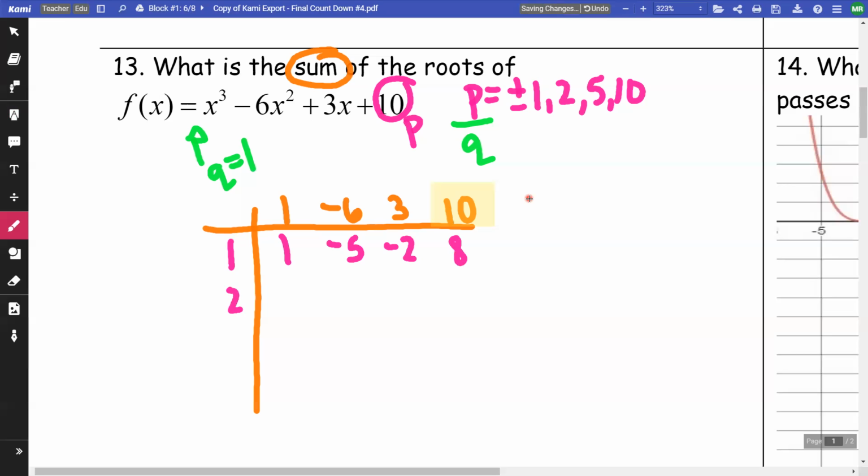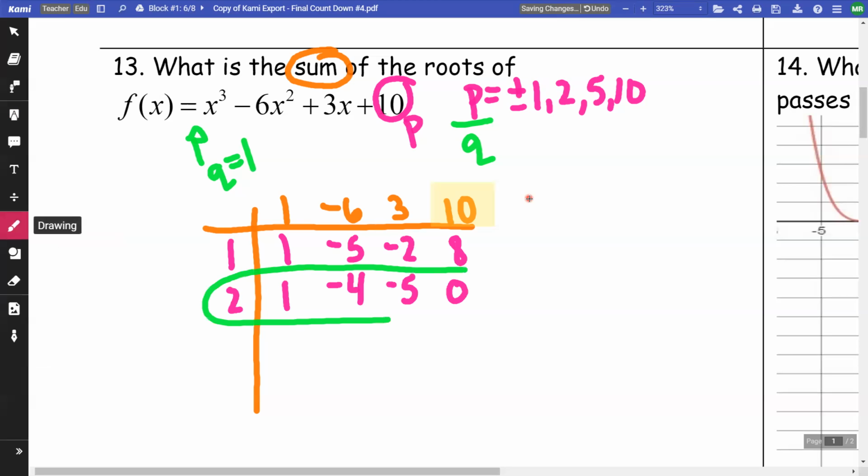Okay. I don't like to jump to 5 because maybe I'll miss something. Okay. So let's see what happens. So I'm going to bring down my 1. 1 times 2 is 2. I add it to -6. I get a -4. -4 times 2 is -8. I add it with 3. I get a -5. -5 times 2 is a -10. And I add it with 10. I get 0. So this is going to be my first root, my first solution. Okay. So I have x equal 2.